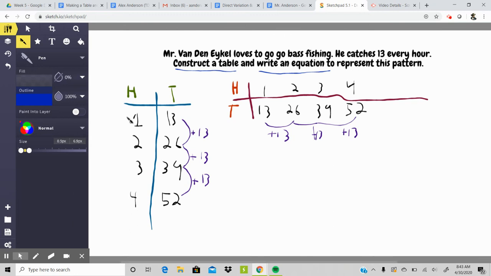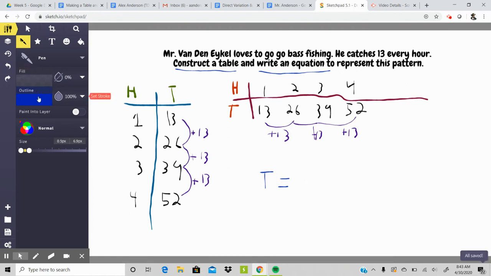All right, so I have to think, does the number of hours I've fished depend on the amount of fish I've caught? Or does the amount of fish I have caught depend on how long I've been fishing? I think it makes a lot more sense that how many fish I've caught would depend on how long I've been fishing. So that means that's going to be my dependent variable, T, or total number of fish. So I'm going to put that by itself on the left side of an equal sign, all right? And then on the other side, there has to be something with an H.